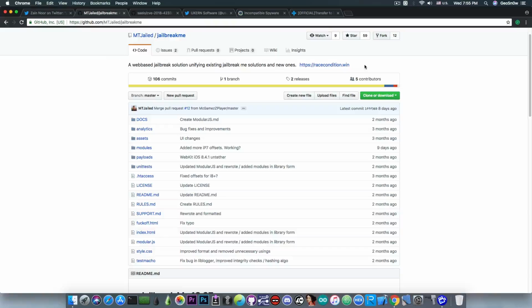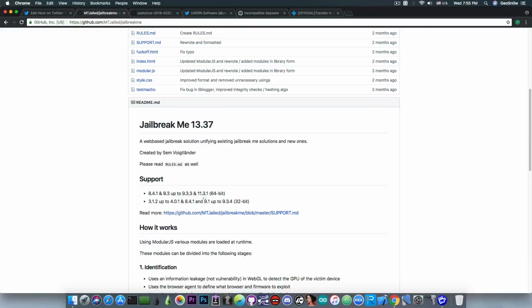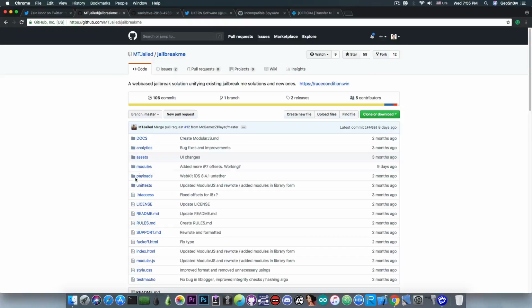So definitely good. But if you take a look in here, it's a very, very ambitious project. It supports quite a lot of iOS versions, both on 64-bit and 32-bit, and that requires a lot of repositories in here of files and so on.